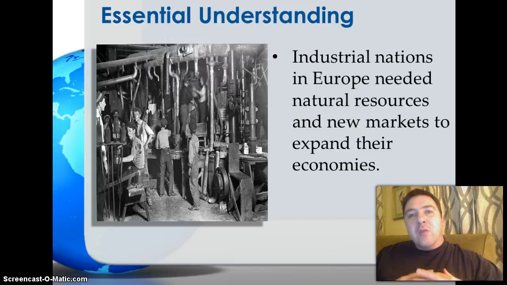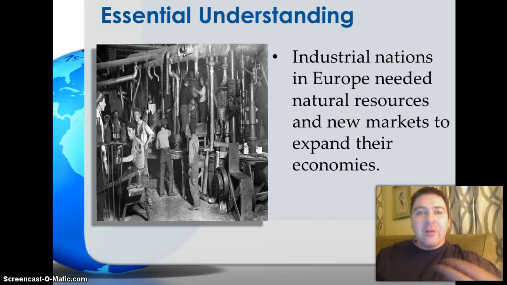Also, these factories were producing huge amounts of products, and Europeans could buy some of that, but if the European economies were going to continue to grow, they needed to find new customers, new people to buy these products. And Africa and Asia presented large numbers of people who could buy and use these European products.